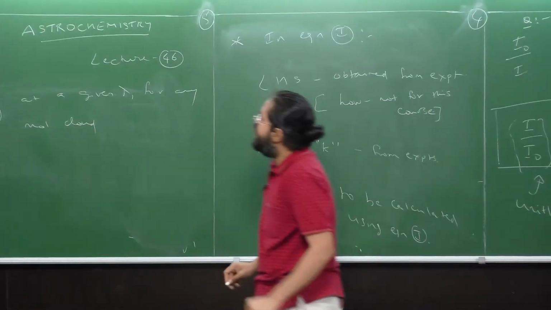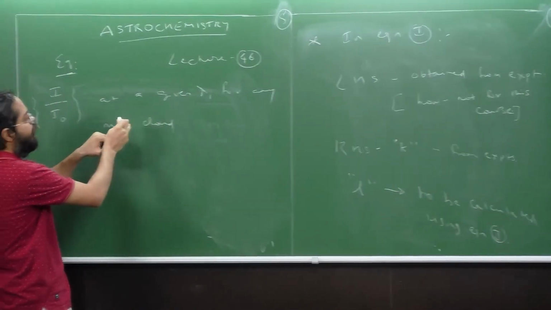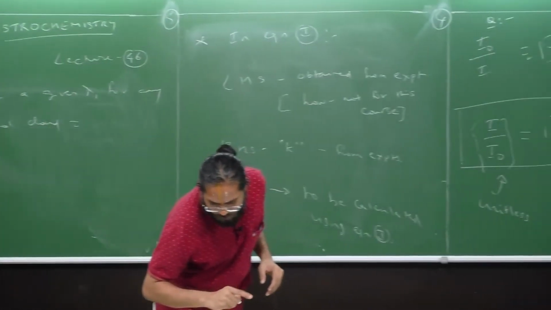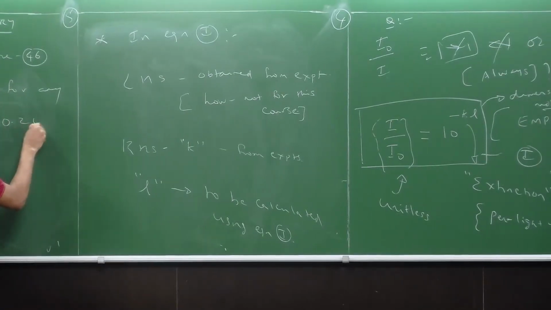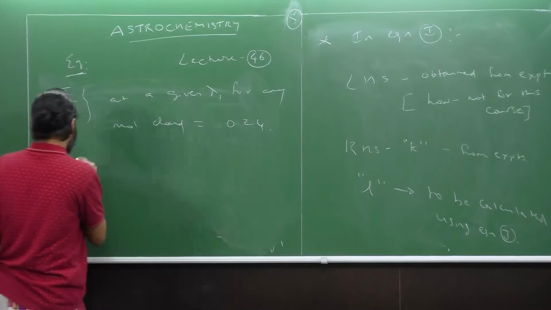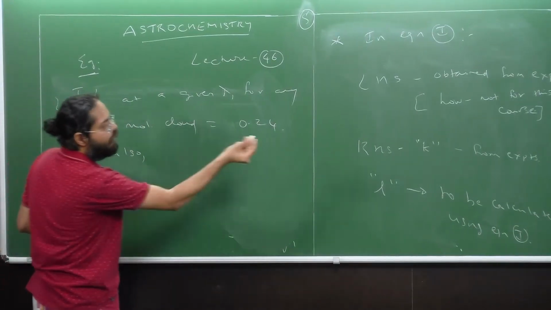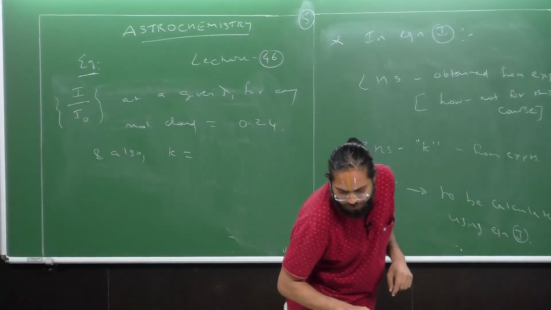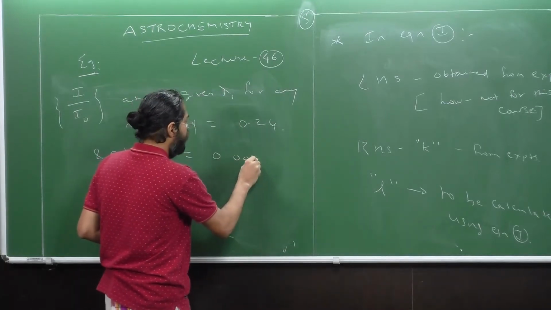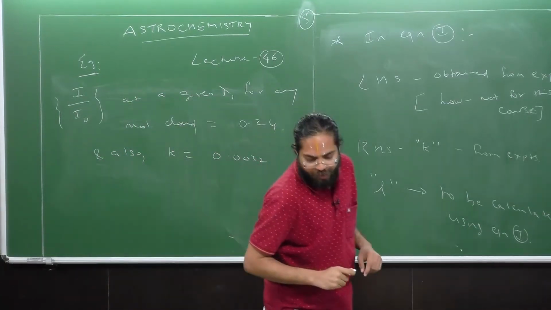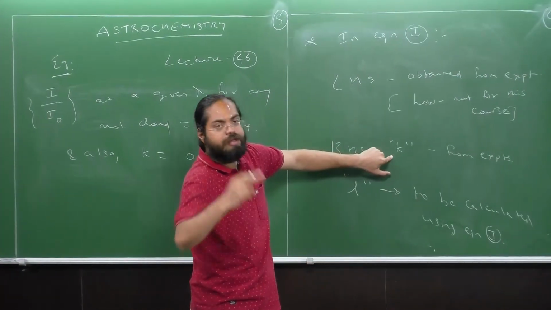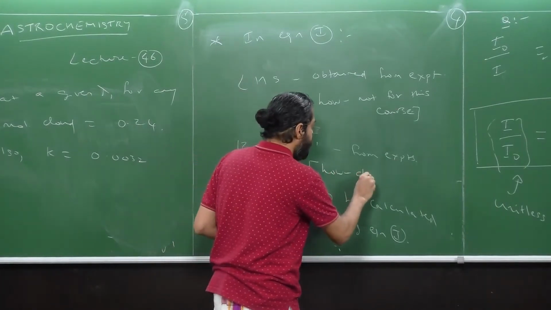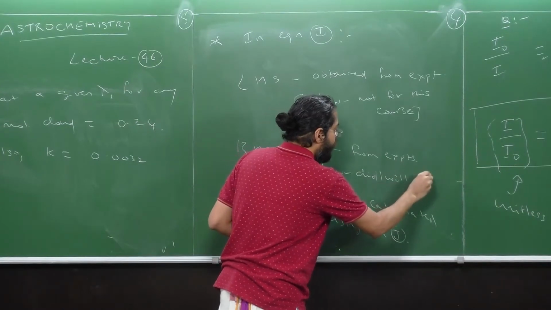So let's say the I by I naught for any given lambda for a given molecular cloud happens to be around 0.24 in this example. And also, let's say that your constant coefficient K is computed as 0.0032 per parsec. I've told you that this can also be obtained from experiment. And of course, how, we're not going to discuss in this course.